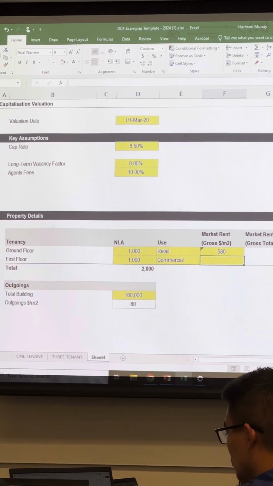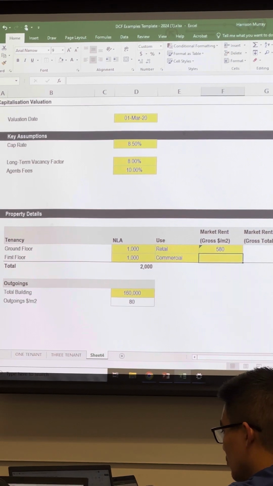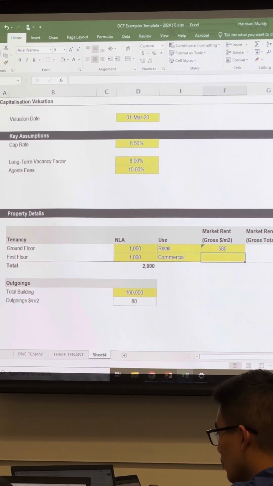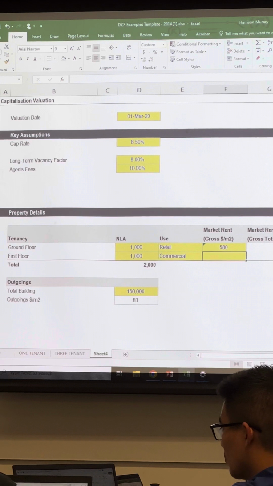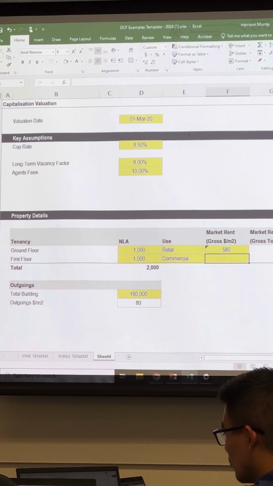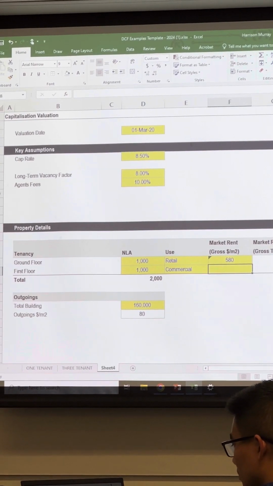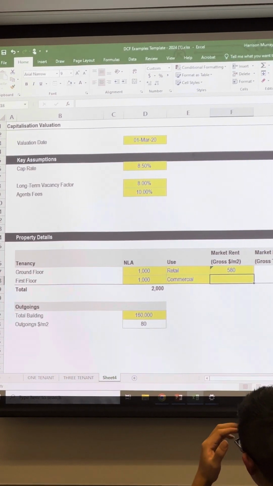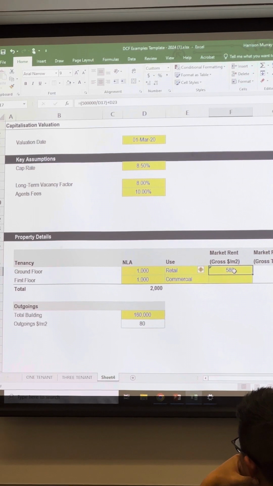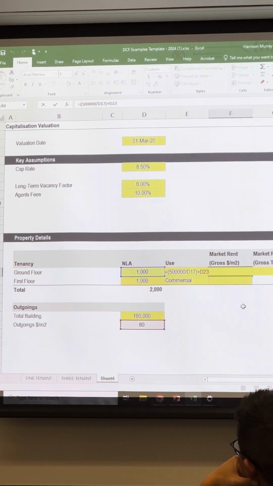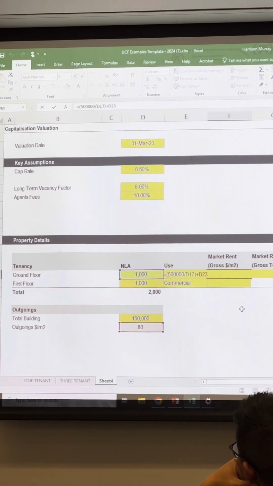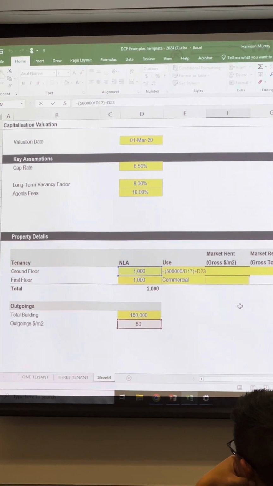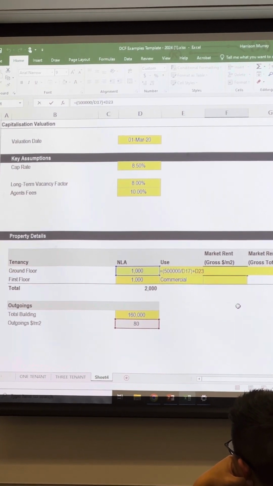Would you put the $500,000 in another cell though? So can you reuse it later on for another, like first floor income? Just focus on getting to the right answer.